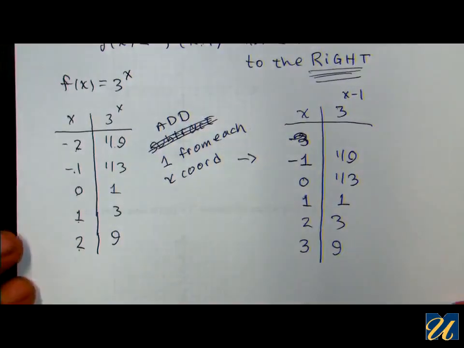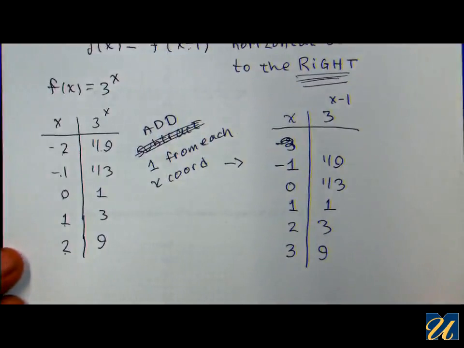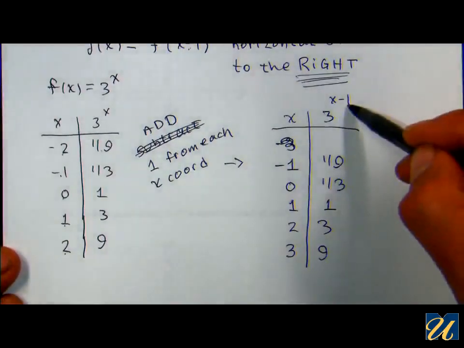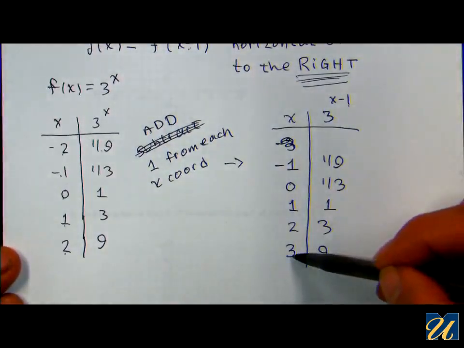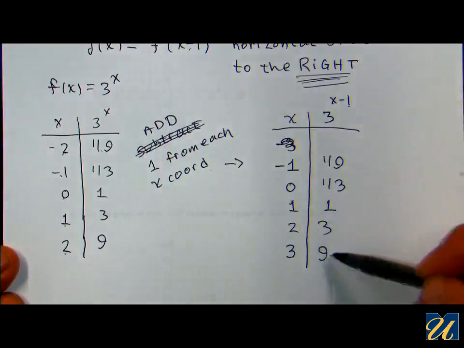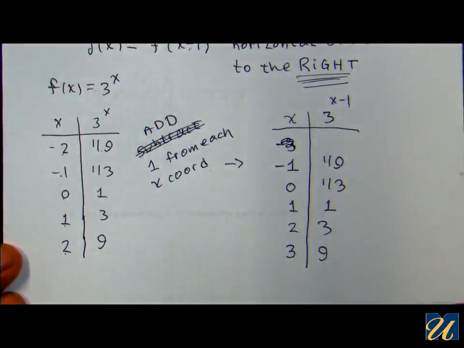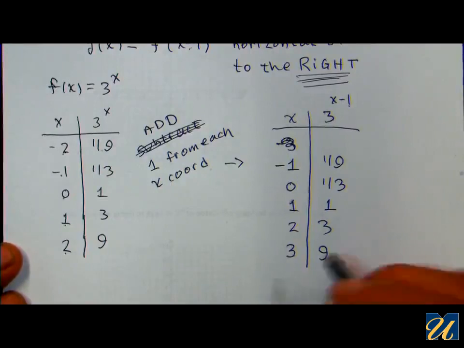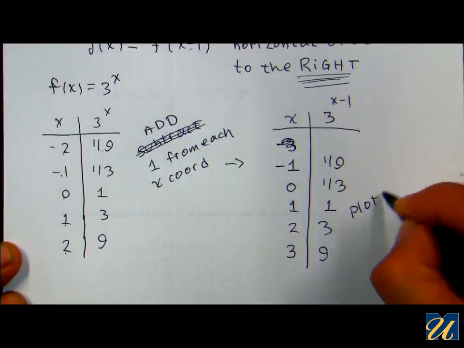Now you can check to see that this actually makes sense because we know our function is 3 to the x minus 1. Let's check it here. If x is 3, 3 minus 1 is 2, and 3 to the second power is indeed 9. So it is consistent. Okay, now simply plot these points.